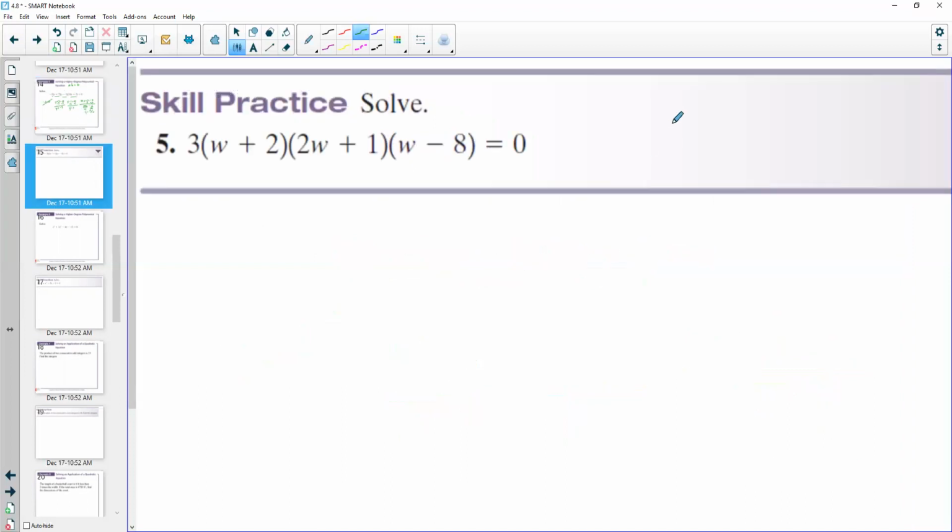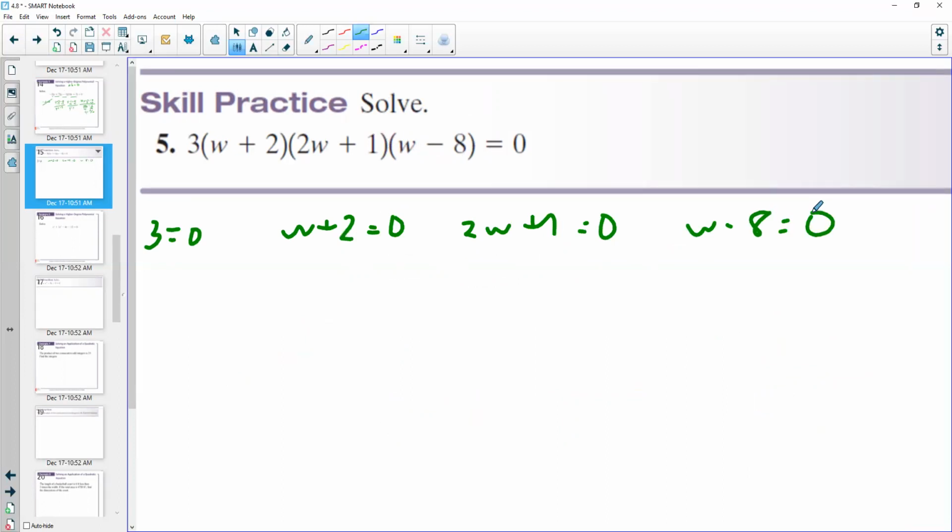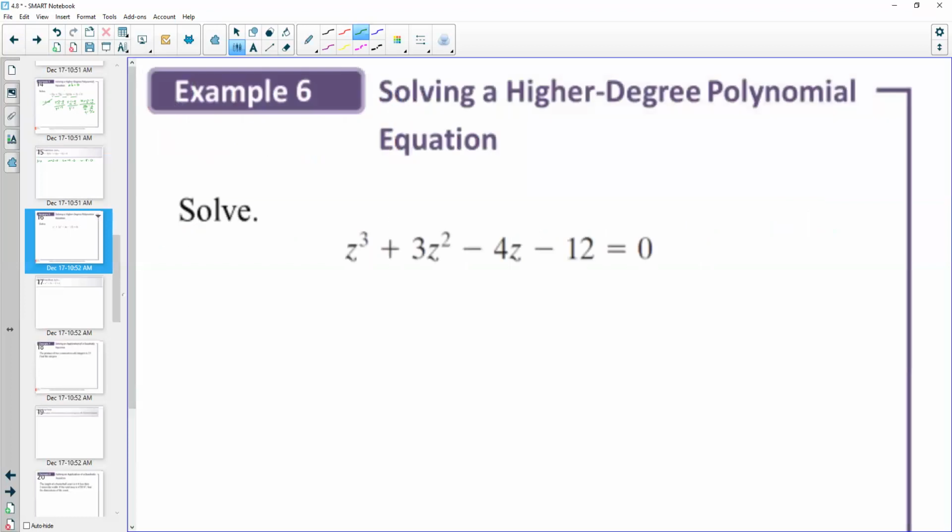Look at this one, the exact same thing. Do not feel like you have to FOIL all this. You can, but then you'll just have to factor it again, and that's miserable. What you're going to do is set each piece to 0 and solve. You can do this. Okay. This one is a higher degree polynomial, but it's not already all broken up.